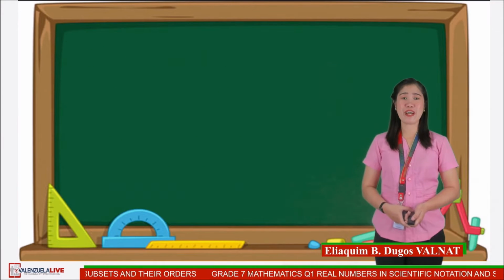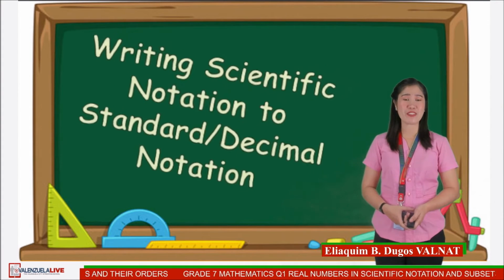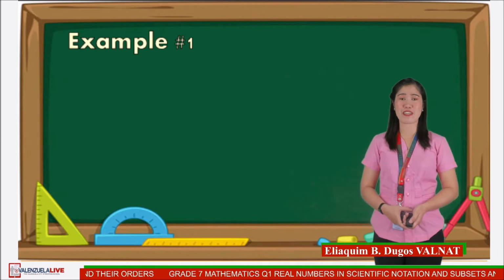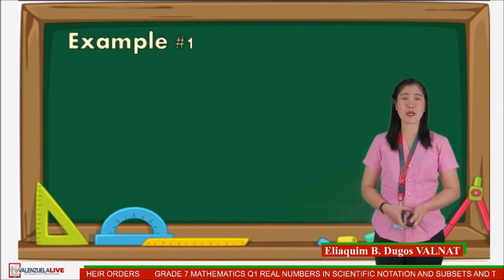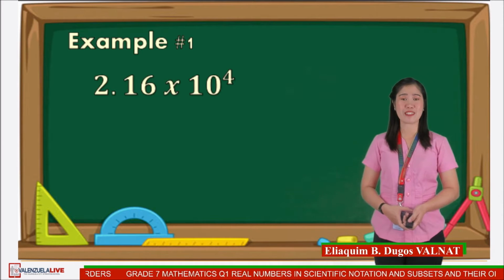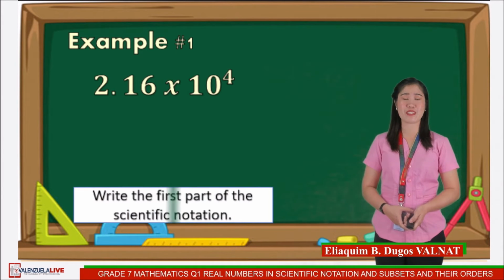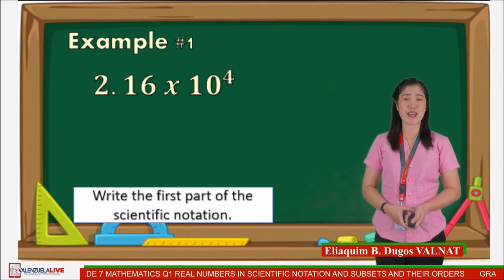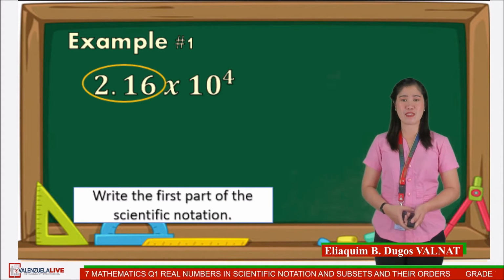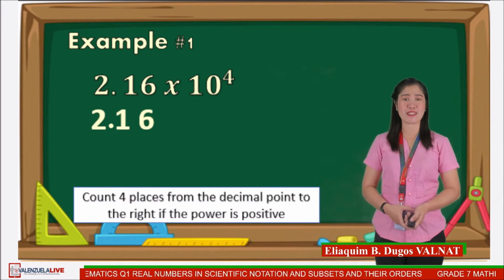How about writing scientific notation to standard or decimal notation? Let's have an example. Example number 1. Write 2.16 times 10 raised to 4 to standard notation. First, write the first part of the scientific notation, and that is 2.16. Next, count 4 places from the decimal point to the right.